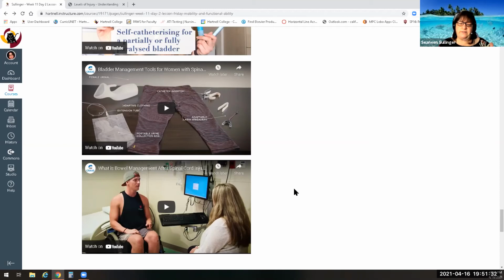There is insertion of a rectal suppository to help bring the feces down. And then oftentimes a lubricated finger will be inserted into the rectum to do what's called digital stimulation. You are stimulating around the sphincter and inside the rectum to get the feces to move down and out. Hopefully there's not an impaction.